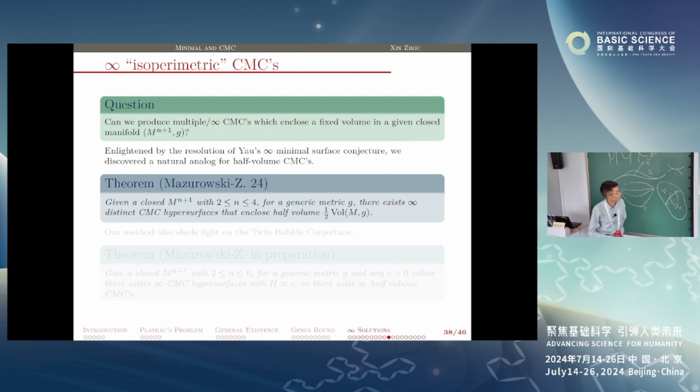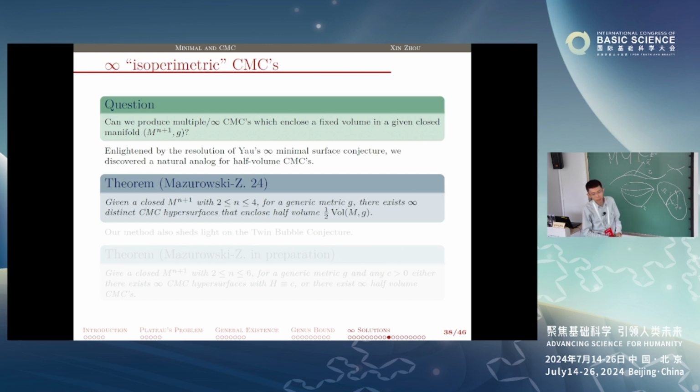With my postdoc, Mazurovich, we proved the following. At least from dimension 3 to 5, for generic metric, we were able to show the existence of infinitely many CMC hypersurfaces that enclose half of the total volume. In one regard, it answers this question for half of the volume.